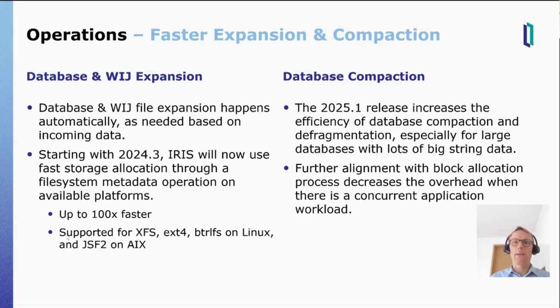Database compaction is something that you would do before truncating a database, for example, after you've purged a significant amount of historical data. We've now made that process smarter about how it deals with content that contains a lot of big string data. So you'll see some nice 30 to maybe even 50% speed ups for the worst cases.